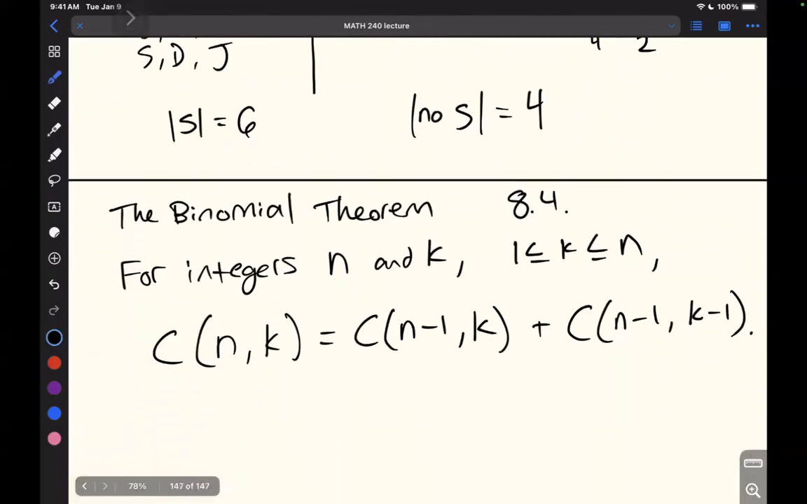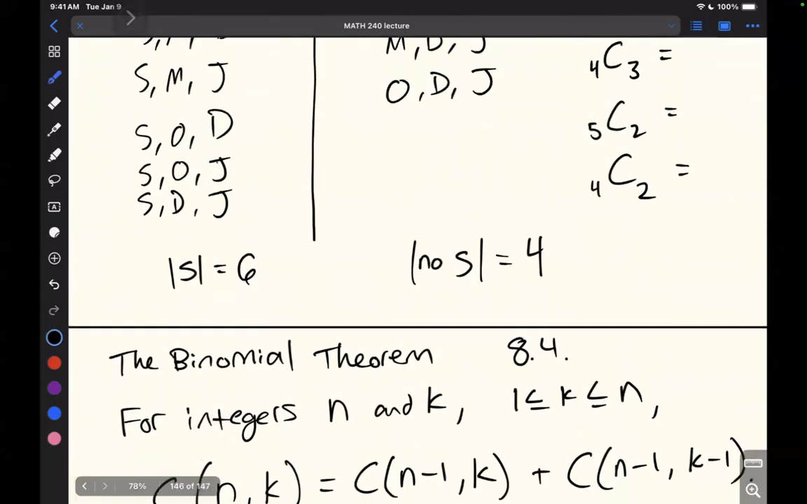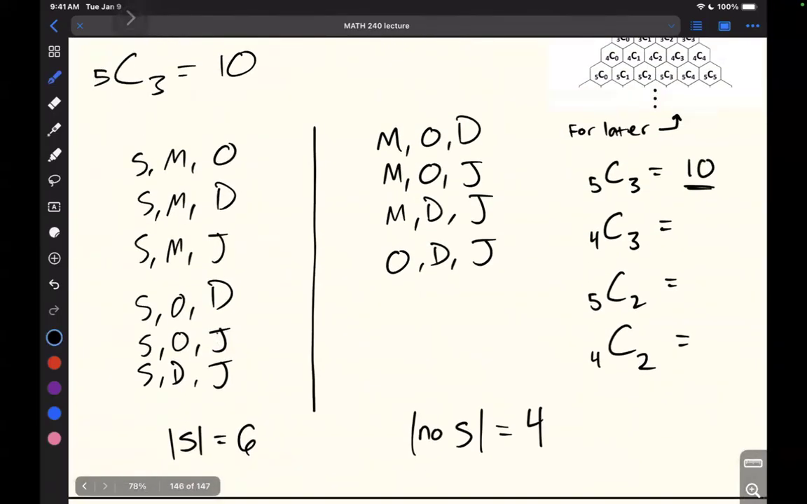Yeah. So we're doing a proof by example to demonstrate this theorem. So what's 4 choose 3? 4. What's 5 choose 2? 10. What's 4 choose 2? Which ones match the numbers that we have?